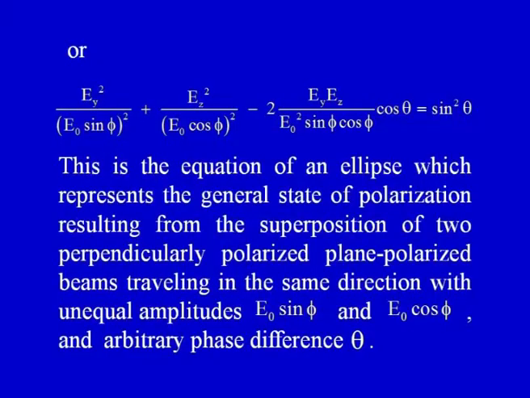This is the equation of an ellipse, which represents the general state of polarization resulting from the superposition of two perpendicularly polarized, plane polarized beams travelling in the same direction with unequal amplitudes E_0 sin phi and E_0 cos phi and an arbitrary phase difference θ. Various cases corresponding to different values of θ were in a general way discussed in the earlier lecture.